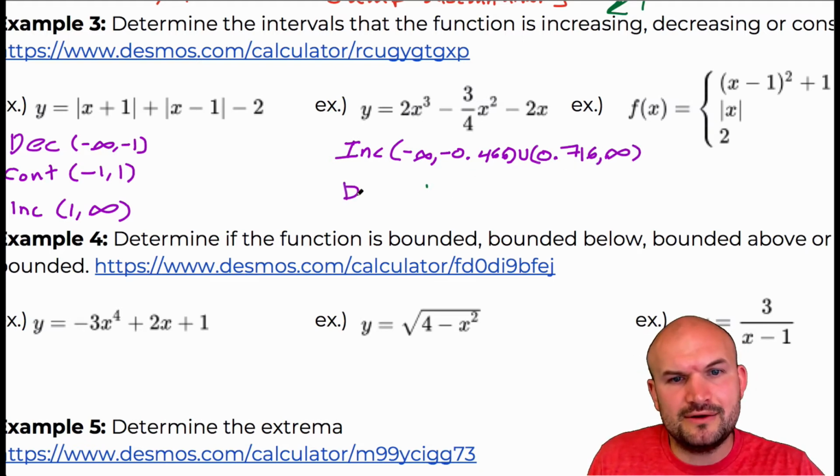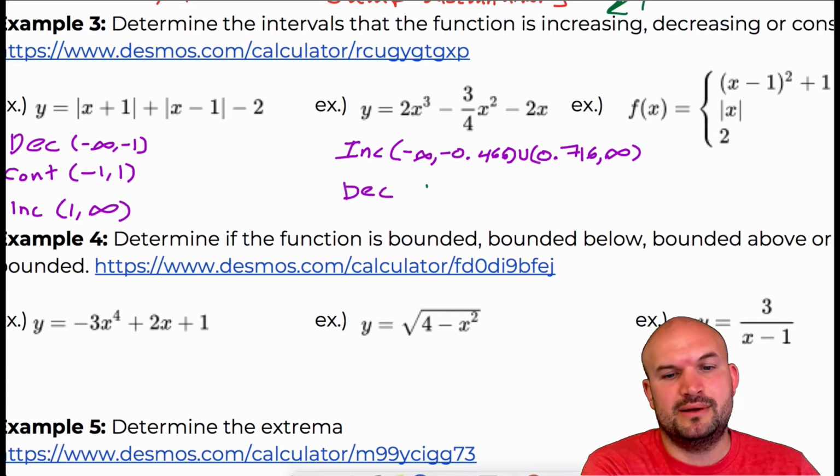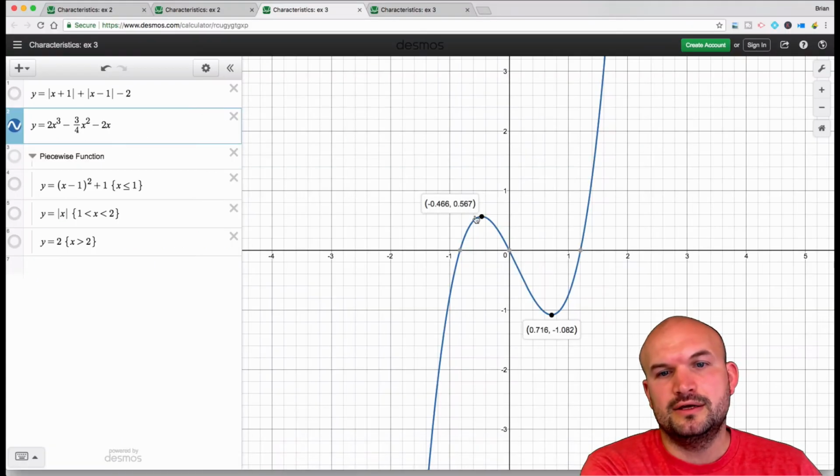Sorry about that. And it was only decreasing, if you remember. Let's look back at it again. Right? So it's increasing from -infinity to -0.466, and then it's increasing from 0.716 to infinity. And then it's decreasing from -0.466 to 0.716.